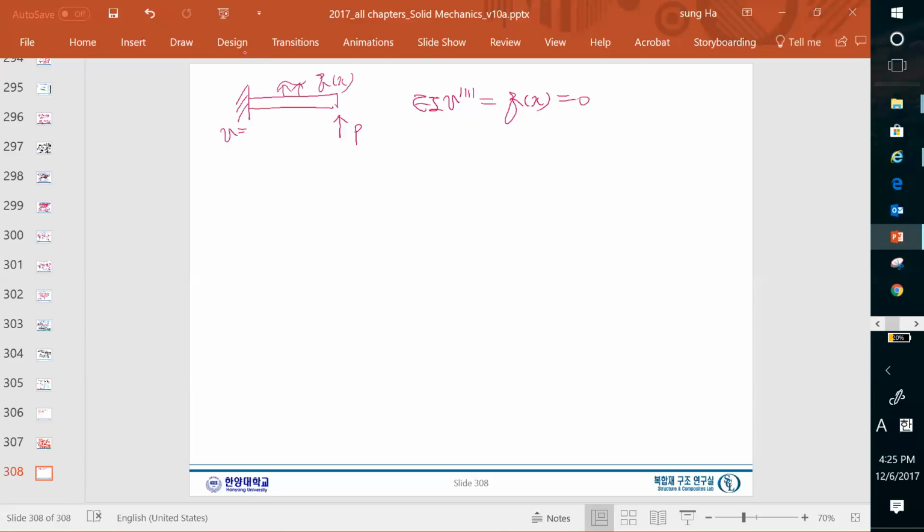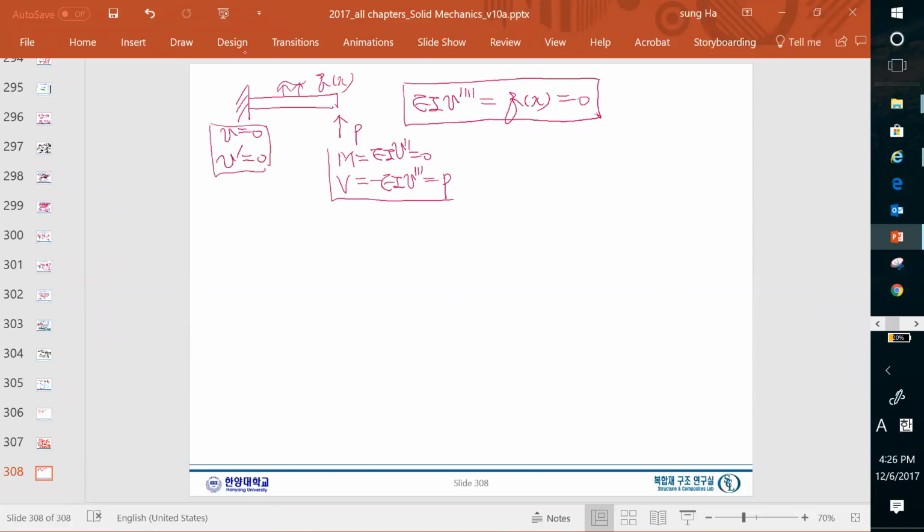The boundary condition here is V equals 0 and V prime equals 0. V equals 0 means no deflection. V prime equals 0 means no angular rotation. That is the condition for clamped. And at the free end, with a vertical force, the moment equals 0, moment equals EI V double prime equals 0, and the shear V is minus EI V triple derivative, which is now given as P. Okay, so this is the differential equation, the external load, the distributed load, and these are the 4 boundary conditions we have to consider to solve these differential equations.